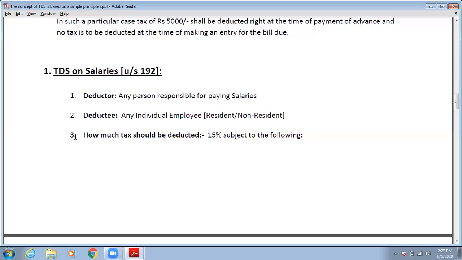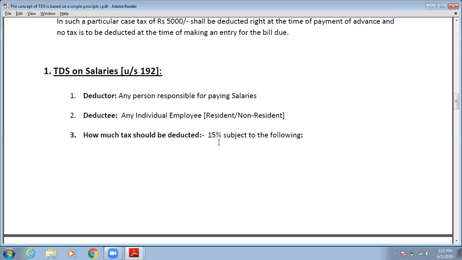Then third is how much tax should be deducted. How much tax will you deduct on the salary income? The rate of tax to be deducted on salary is 15%. Suppose you are paying a salary of 1 lakh. Then you will deduct 15% tax, that is 15,000, and the remaining 85,000 you will pay to your employee.